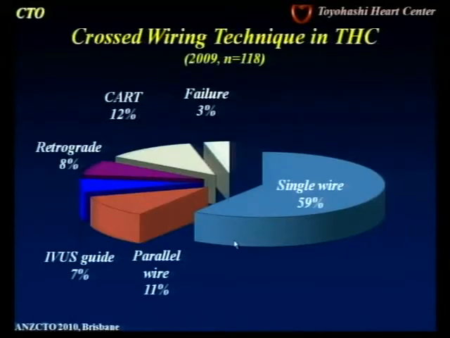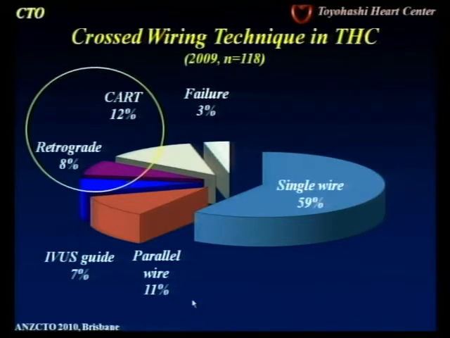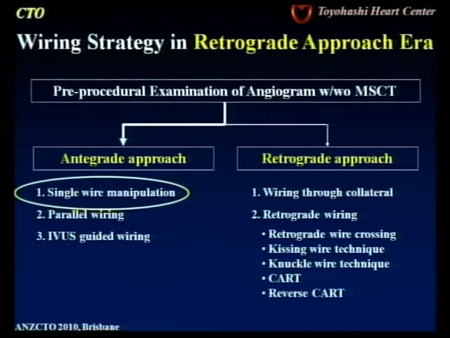However, as Dr. Low already mentioned, this is the data from our Toyohashi Heart Center last year, and we only used the retrograde approach in 20% of cases, and still in around 60% of cases we do single wire manipulation. So single wire manipulation is still the most important in the Antegrade approach.